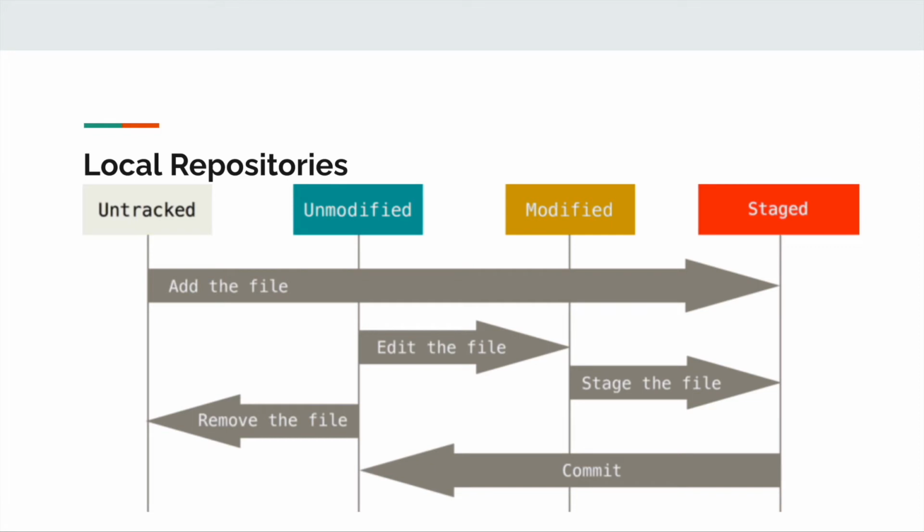And then here is an image/diagram that makes things easier for you to understand. So we start off with untracked, and when you use the git add command, that directly allows you to stage the file. And then if you have an unmodified file, you can either remove the file or edit the file, which will get you to modified. And then modified, you can then stage the file. And then once you're at the staged status, then you can commit and everything will revert back to unmodified until you make new changes.